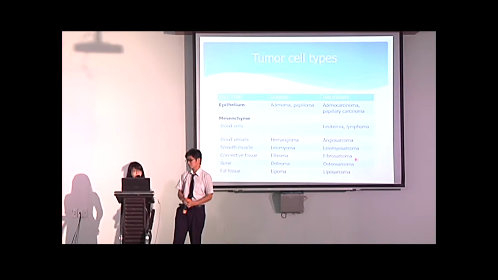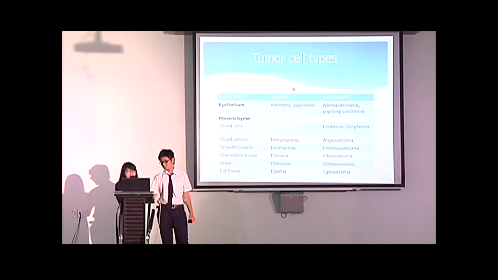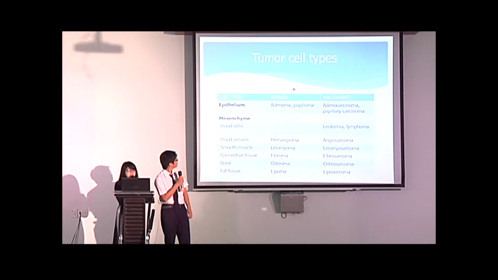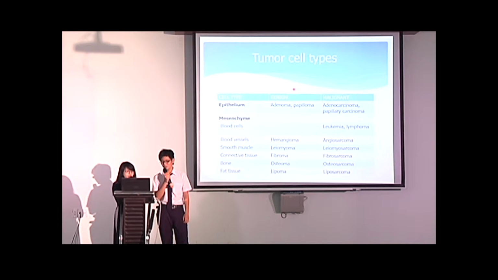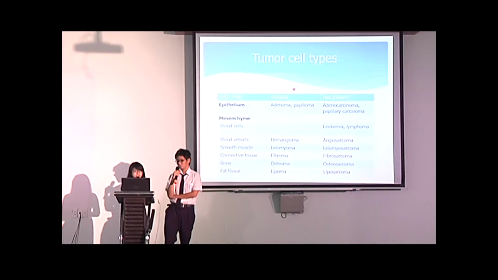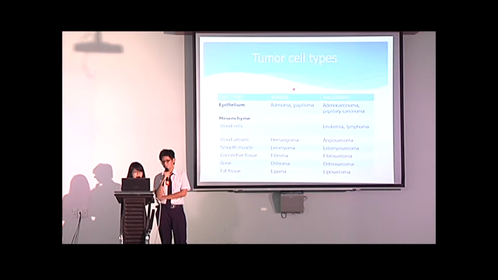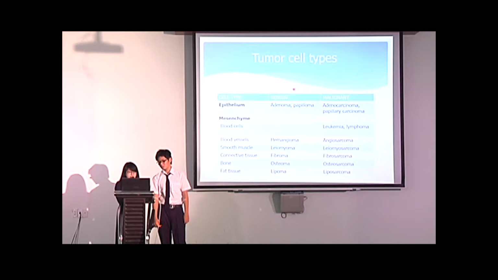Next, tumor cells. There are 2 types of tumor cell, epithelial and mesenchymal. About epithelium, if the cell is benign, I will call it adenoma or papilloma. If the cell is malignant, I will call it adenocarcinoma or papillary carcinoma. About mesenchymal, for example, fat tissue: if the cell is benign, I will call it lipoma, and if the cell is malignant, I will call it liposarcoma.